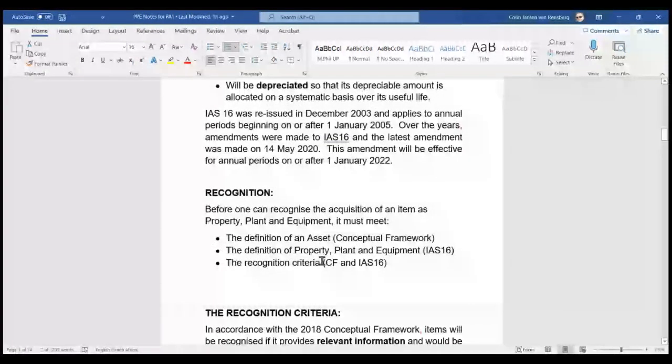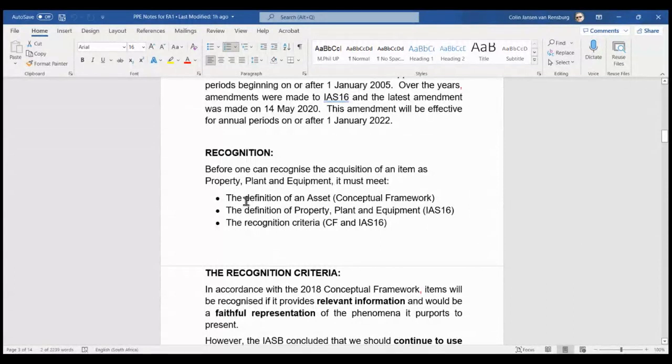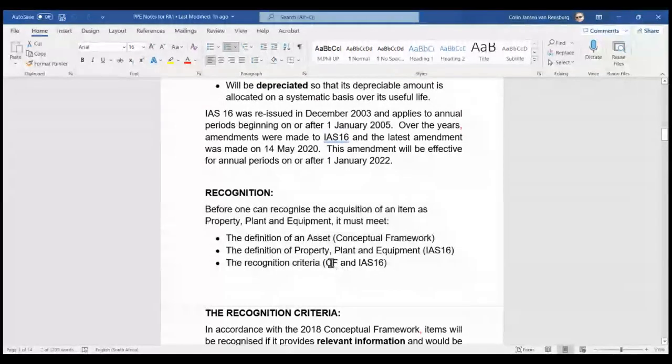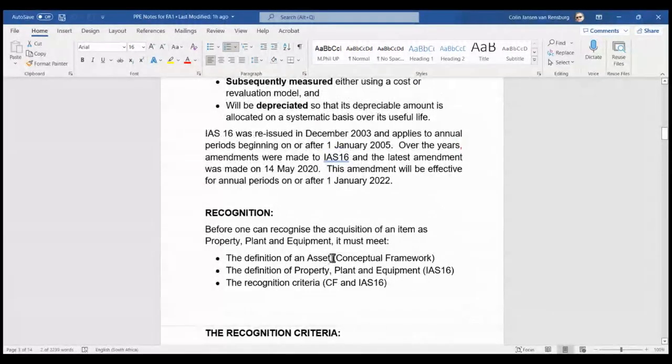We've already mentioned this, ladies and gents, that in order for an item to qualify to be regarded as property, plant and equipment, it must meet the definition criteria of an asset, which we've mentioned earlier, the definition of property, plant and equipment itself, but also before we actually record it in our books of account, it must also comply with the recognition criteria, right? Now, you'll remember in the conceptual framework, when we discussed it, we saw that there are certain definition criteria for items, then also recognition criteria. And then IAS 16 goes a little bit further, and it also has its own recognition criteria.